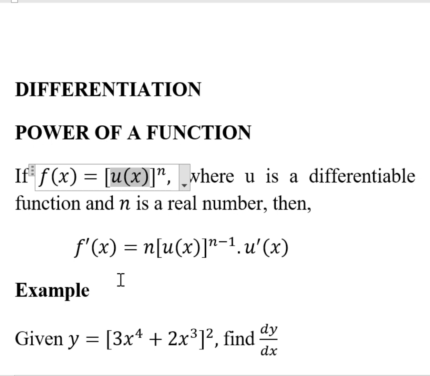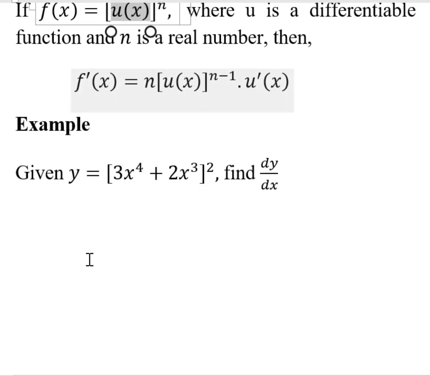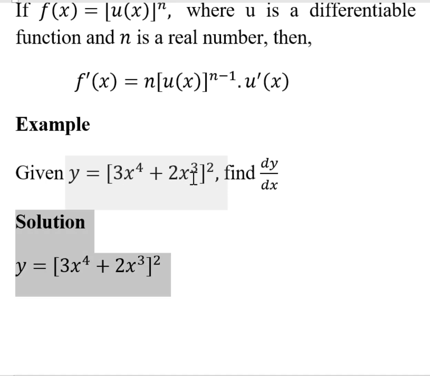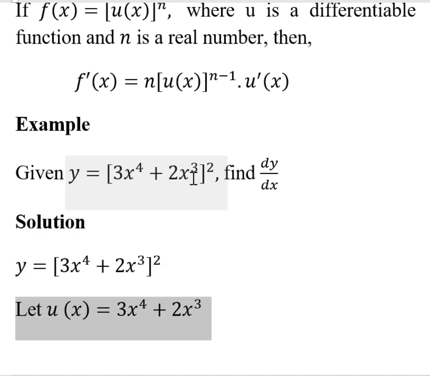So we have an example here. We are given y is equal to the whole of this raised to power 2, and we are supposed to find dy over dx. So first of all, if you relate the two, you realize our u of x is whatever is in the bracket here. So we can say let u be whatever is in the bracket here, 3x raised to power 4 plus 2x cubed.